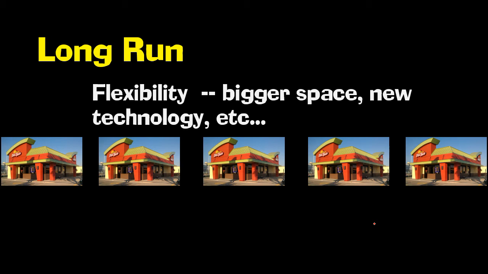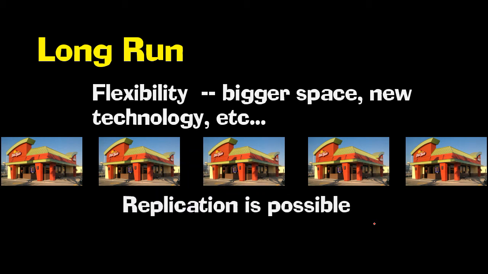Okay? Flexibility. We can put new technology in. We can change our space around. We can do all kinds of things in that brief moment of the long run and change the way we do business. Okay? The long run also makes possible something called replication. And this is one of the key things to remember about businesses. And in some ways, it has a lot to say about how people think and why some people are successful and some aren't.